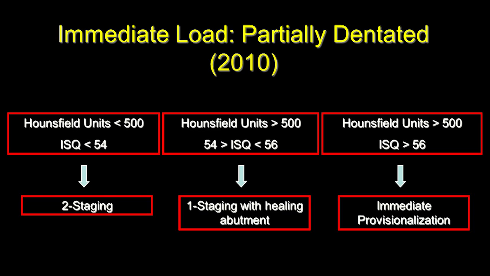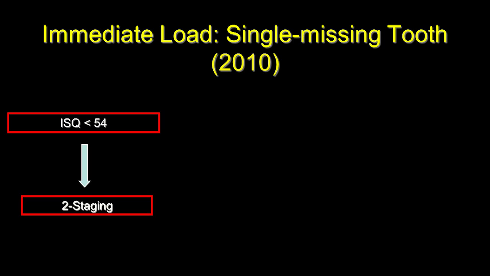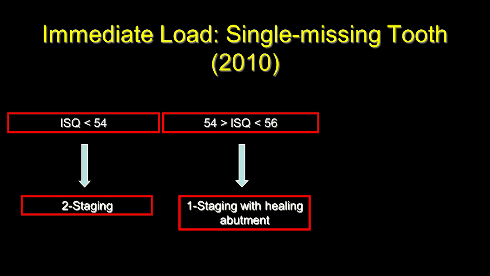With a single missing tooth now, I have found that the insertion torque value really doesn't lend to predictability, so we're limiting our evaluation now to just the use of the ISQ number. With less than 54, I would two-stage it. Between 54 and 56, staging with a healing abutment, and then greater than 56, immediate provisionalization.